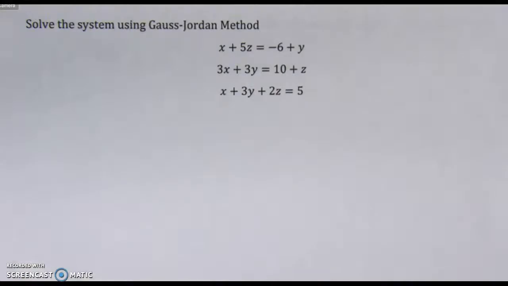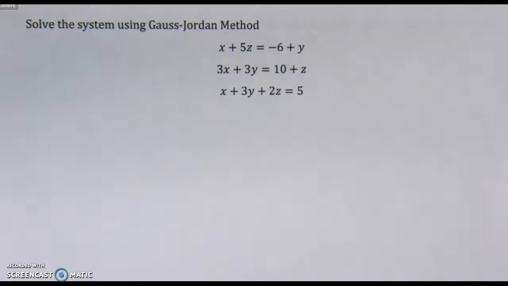Let's try a 3 by 4 matrix. Our equations are all mixed up. We have x's and z's on the left, variables on the right. So let's start off by rearranging these so that all of our variables are on the left with our numbers and our constants on the right. And then at the same time, putting our variables such that they are in alphabetical order.